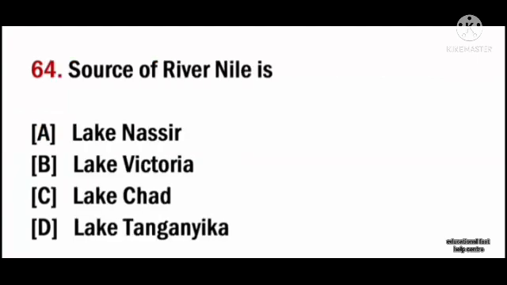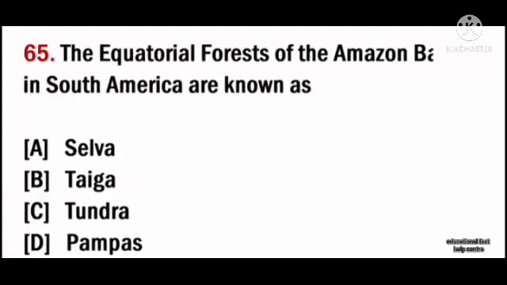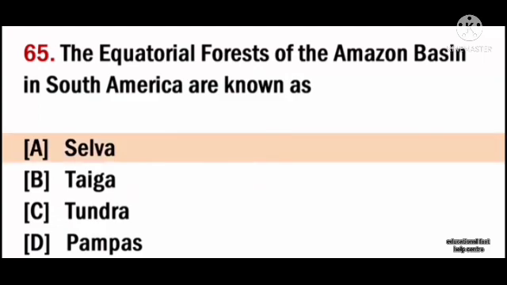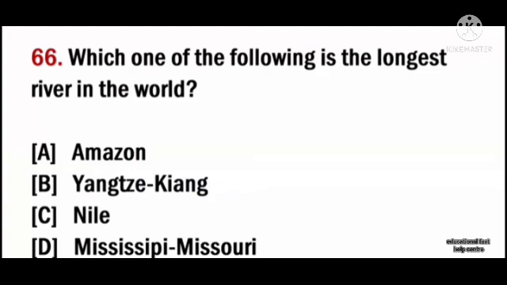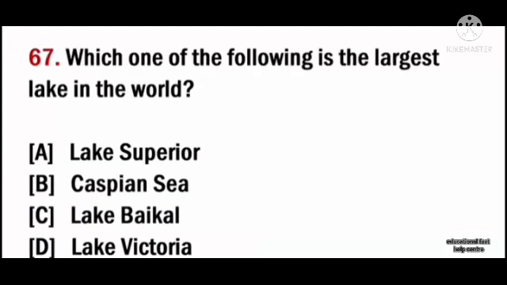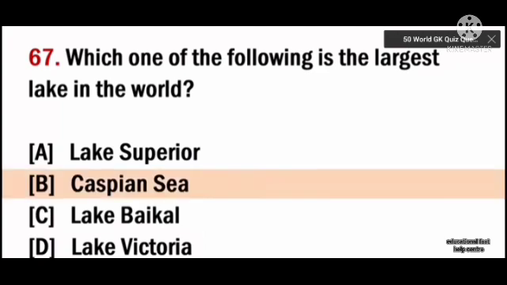Source of River Nile is? Answer B, Lake Victoria. The equatorial forests of the Amazon basin in South America are known as? Answer A, Selva. Which one of the following is the longest river in the world? Answer C, Nile. Which one of the following is the largest lake in the world? Answer B, Caspian Sea.